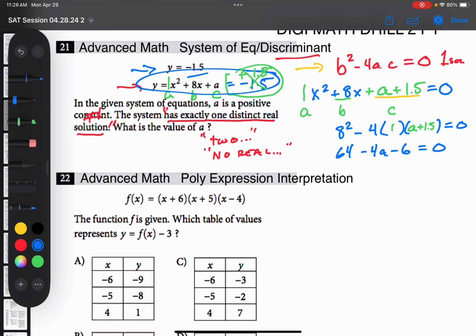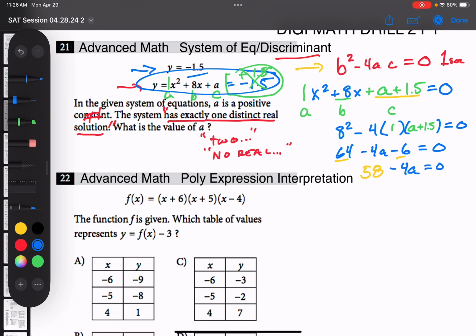Set it to equal 0. Now we can simplify. What are we going to do with that negative 6? We're going to subtract it from 64. So what is 64 minus 6? That's going to equal a nice fat 58. And then we still have our negative 4a. Set it to equal 0.